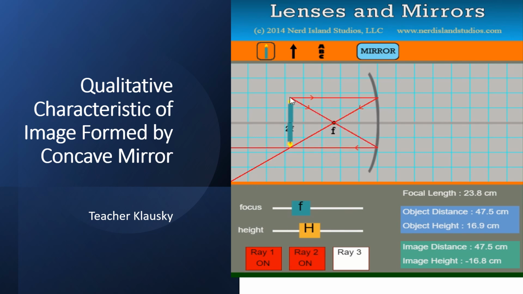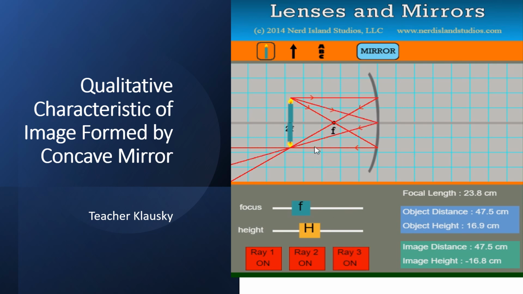Ray 2, light coming from the flame of the candle, will hit first the focal point and then hit the surface of the concave mirror, and then it will be reflected parallel to the principal axis. So as you can see, they are parallel to each other.